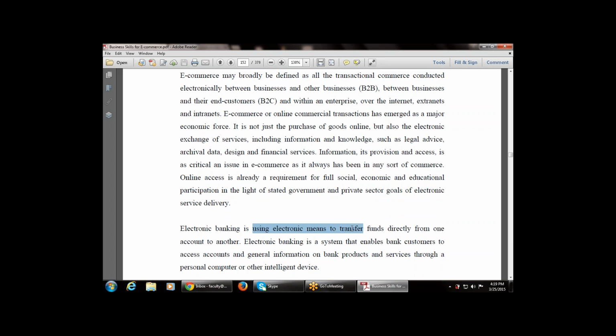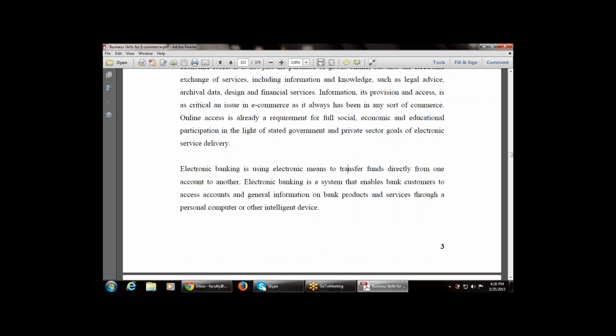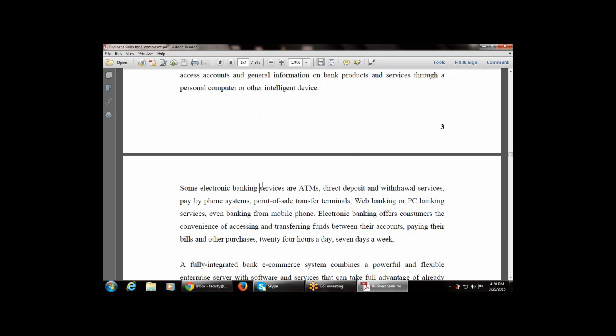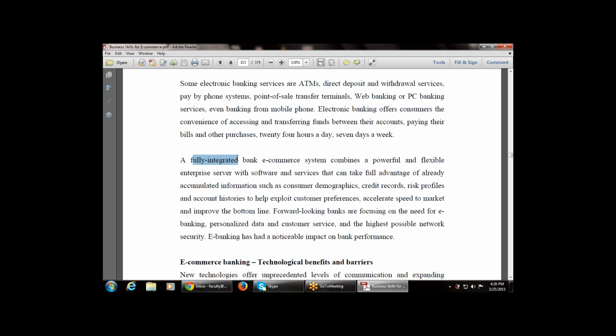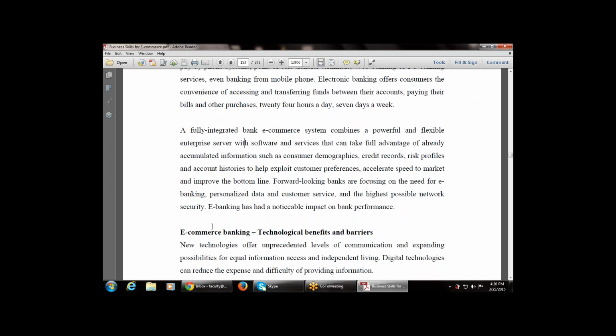And e-banking means using electronic means to transfer funds directly from one account to another. So this is the definition. E-commerce means trading of goods and services online, and e-banking means using electronic means to transfer funds directly from one computer or from one account to another account. That is e-banking. And these are some e-banking services: ATM, direct deposit, withdrawal services. Then the next paragraph says a fully integrated bank e-commerce system also combines a powerful and flexible enterprise server.